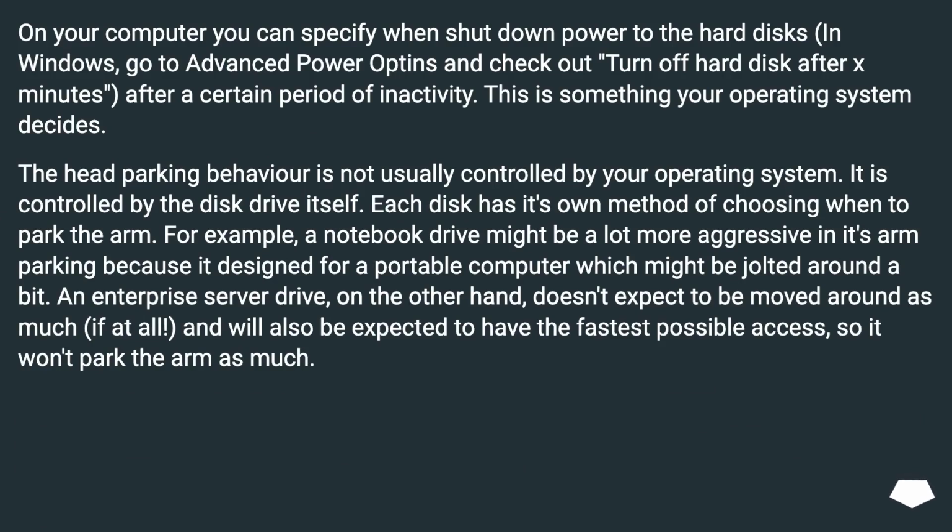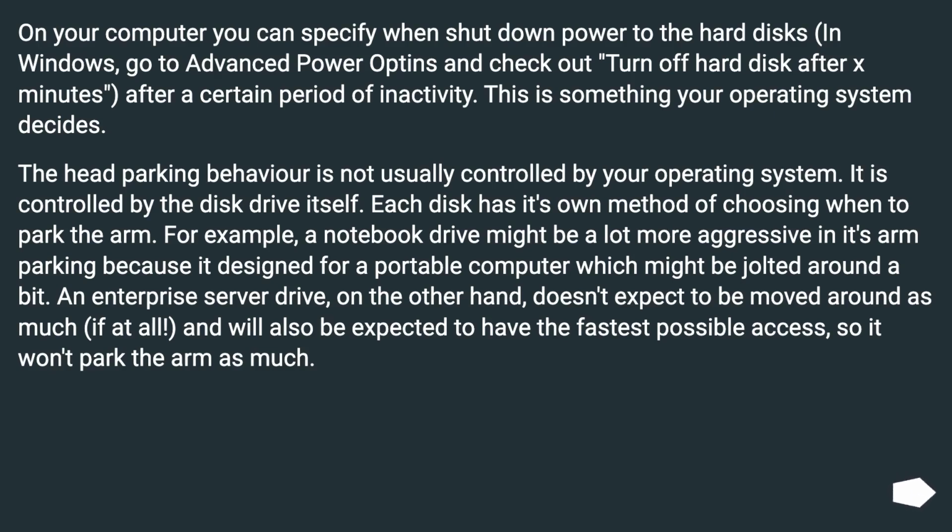On your computer you can specify when to shut down power to the hard disks. In Windows, go to Advanced Power Options and check out "Turn off hard disk after X minutes" of inactivity. This is something your operating system decides. The head parking behavior is not usually controlled by your operating system. It is controlled by the disk drive itself.